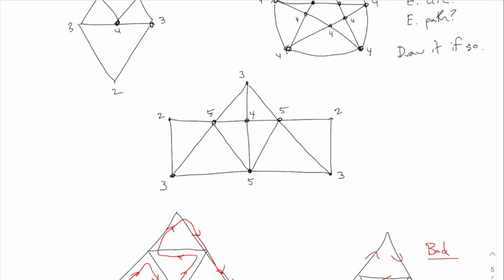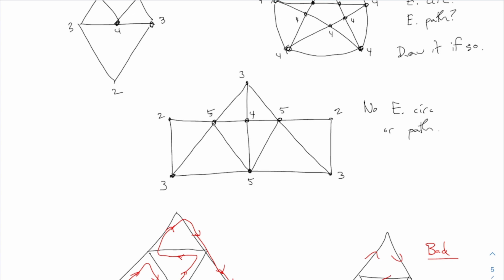Are there 2 odds and the rest evens? No, there are many odds. So my conclusion here is there is no Euler circuit, no Euler path. And then you have nothing to draw because there isn't anything. So this one right here has no Euler circuit or path. All right. And that means if you really want to cover every edge, you're going to have to repeat some.